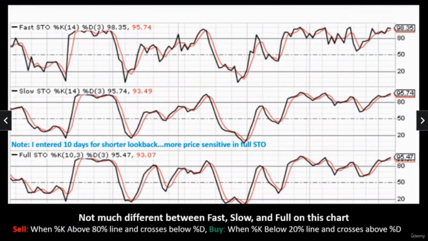By the way, we talked about fast, slow, and full stochastic oscillating charts. Fast is the original, with a 14-day. The slow is one that uses the original and smooths out that 14-day price. And a full one is the one where you can input your own numbers.